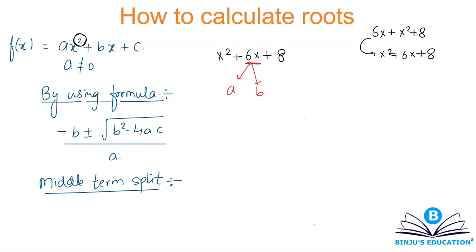is equal to product of the first part and the third part. That is, what I mean to say is, I want AB equal to x square into 8. I want to split 6x into two parts such that product of those two parts is equal to the first and the third part.